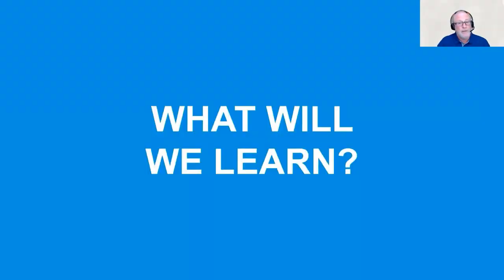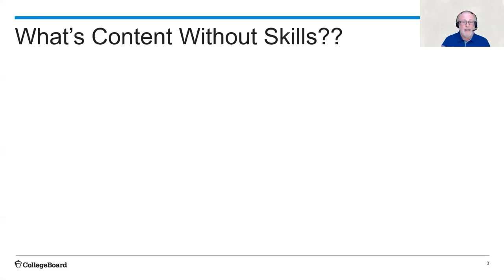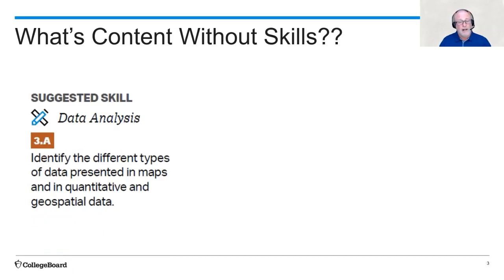So what are we going to learn in this particular video? The first video, we spent a lot of time talking about the topic, the content. But what's content without skills? The skill that's been married to this particular unit a lot is data analysis. And it's the skill of basically taking what you see on the map and understanding the patterns that you see that are going to be quantifiable geospatial data. Again, what's geospatial data? It's data that's connected to a particular place on the Earth.